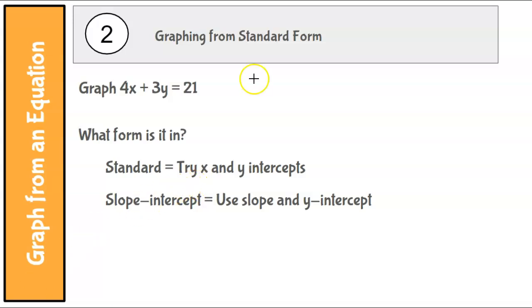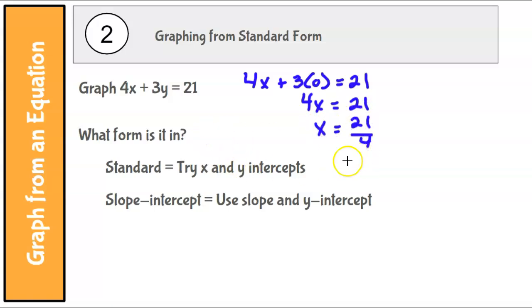So let's try that. You'll remember for the x-intercept, we put 0 in for y. So we get 4x equals 21. So x equals 21 fourths. So the x-intercept is 21 fourths, comma, 0. And plotting that on most graphs is really, really challenging. So this is not necessarily the best strategy for graphing this particular one in standard form.